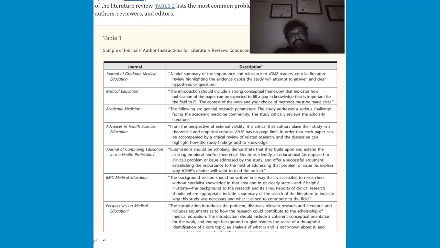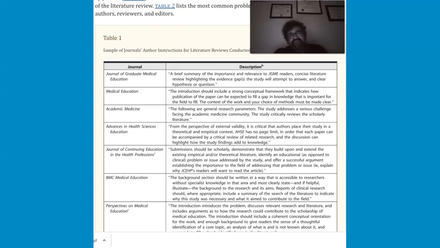Now in medical education, what they're saying is a bit different because they're adding the idea of the conceptual framework, and I would argue that it's in some journals more important than others. And you want to align with the journal standards, and not break ranks too much, because if you do, then your paper gets rejected. The introduction should include a strong conceptual framework that indicates how publication of the paper can be expected to fill a gap in knowledge that is important for the field to fill. So the context of the work and your choice of methods must be made clear.